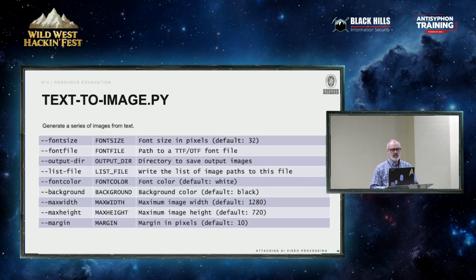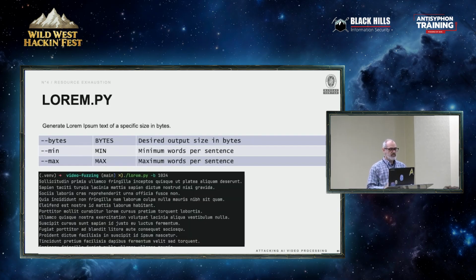A couple more, I'm not going to go further in depth, but they're there. This one will generate images from text, similar to the video one, only this one just does images, and then you can use those for whatever you want, even feeding into the high frame rate one. Sometimes you just need a bunch of text to fill out a specific set of bytes. So that's what this does.